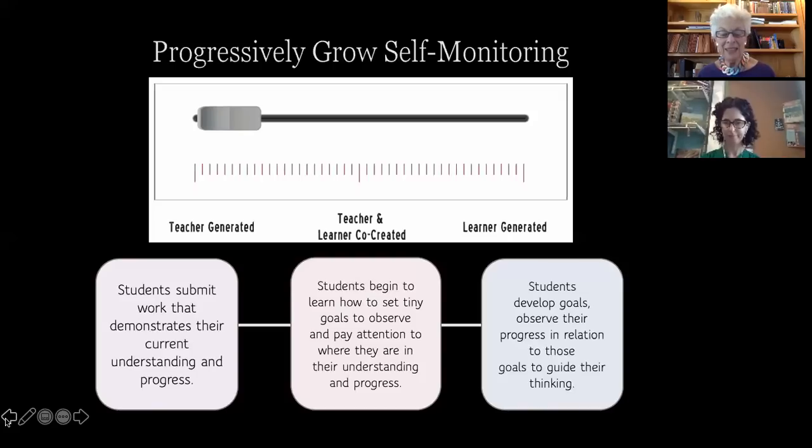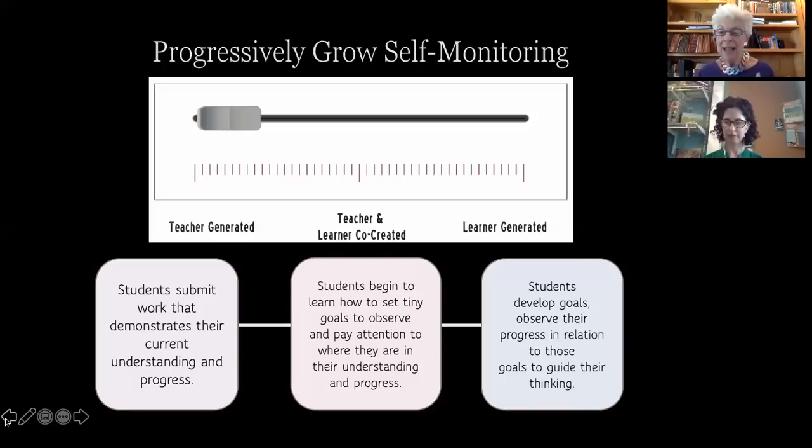One of the key things we're trying to say, and I think it's interesting to notice this, in the middle, when you're co-creating, notice how students begin to learn how to set tiny goals. It references tiny habits, which is a way that someone from Stanford University is talking about this. Behaviorally, if we set small goals that we can actually accomplish, we begin to build upon that to have larger and larger ones.